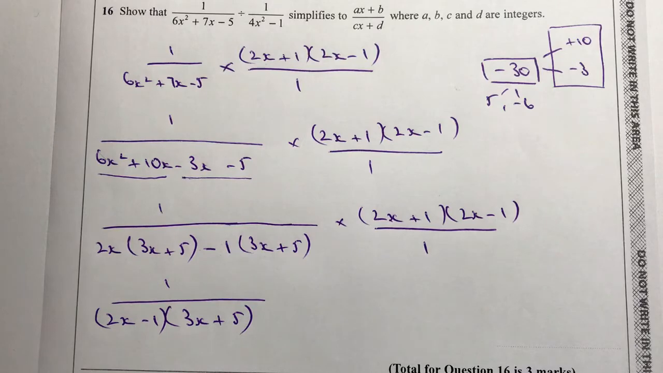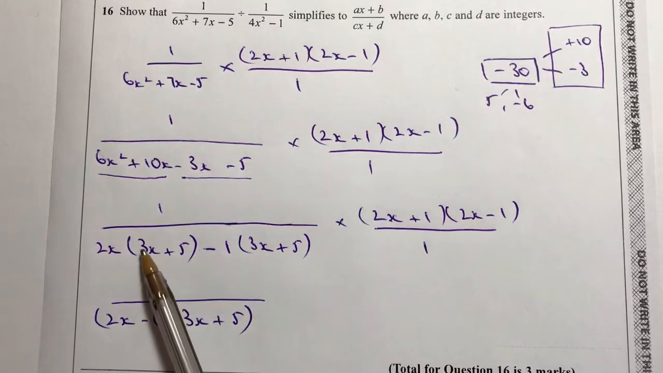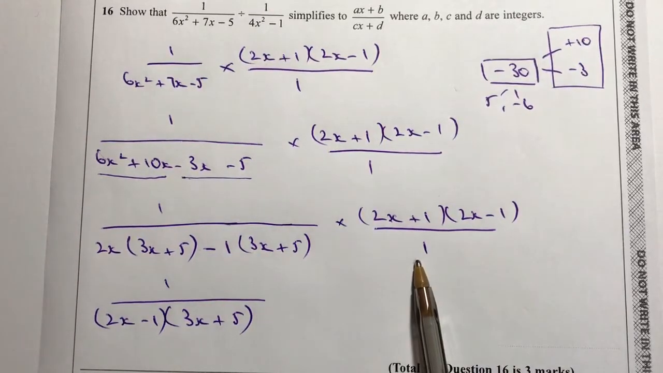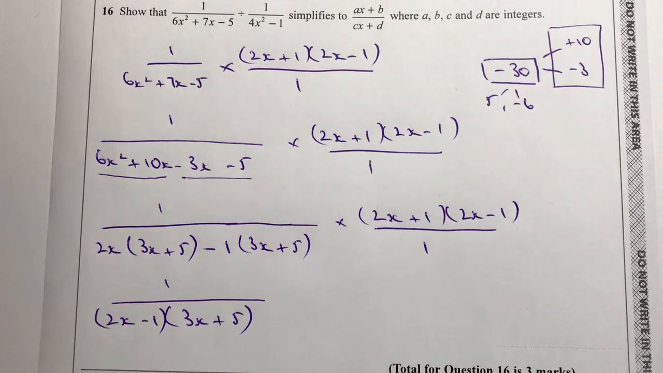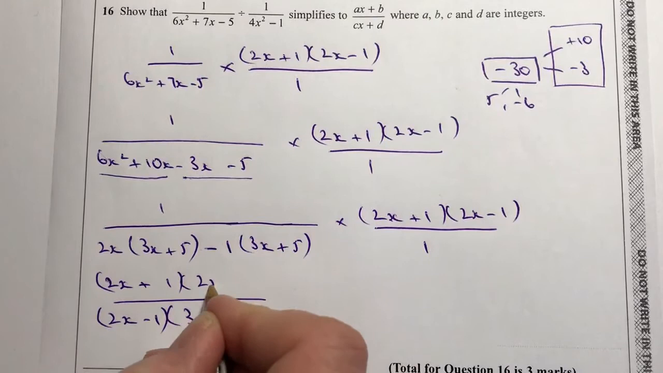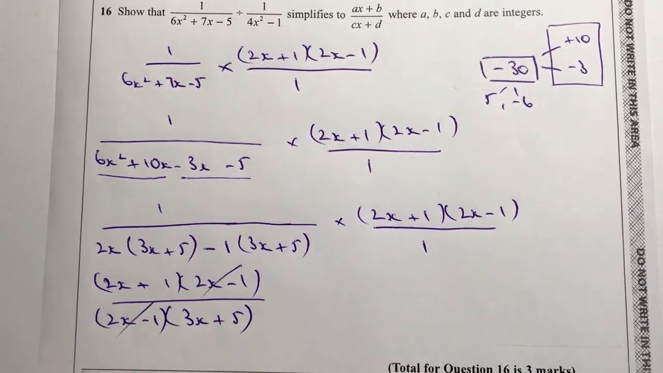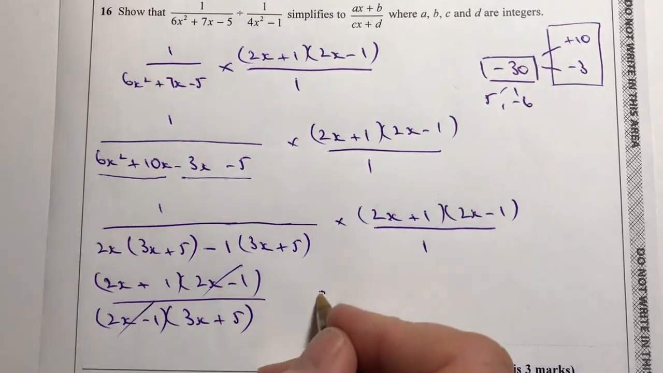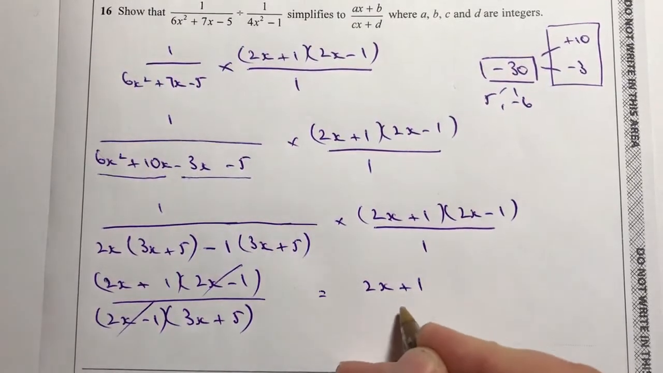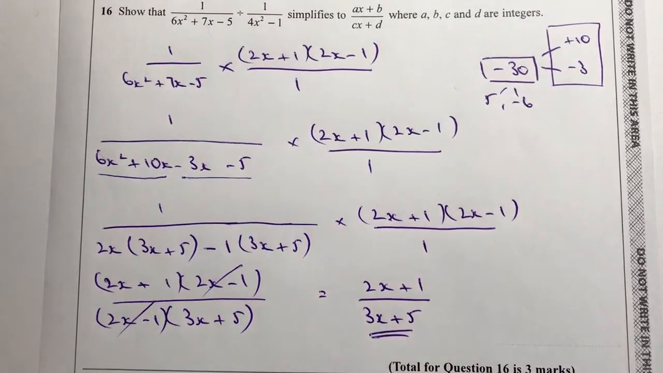Okay, now you'll notice on the previous line here I've got 1 times that, and then here I've got all of that multiplied by 1. So I'm going to bring these two together. So I can write the top bit as 2x plus 1 multiplied by 2x minus 1. And that then gives me the ability finally to reduce this through by getting rid of the 2x minus 1s. So I can write that out as 2x plus 1 divided by 3x plus 5. Okay, and that actually is the final answer to this particular question.